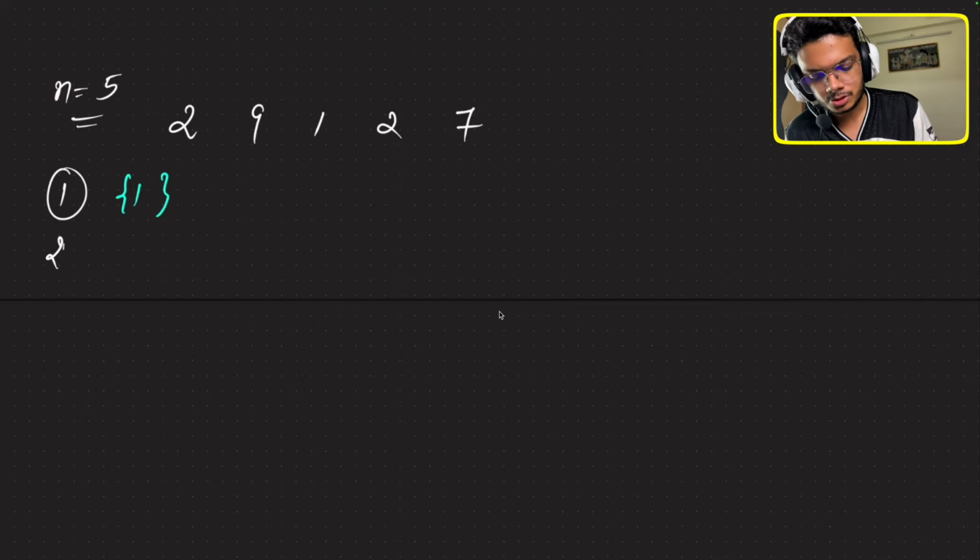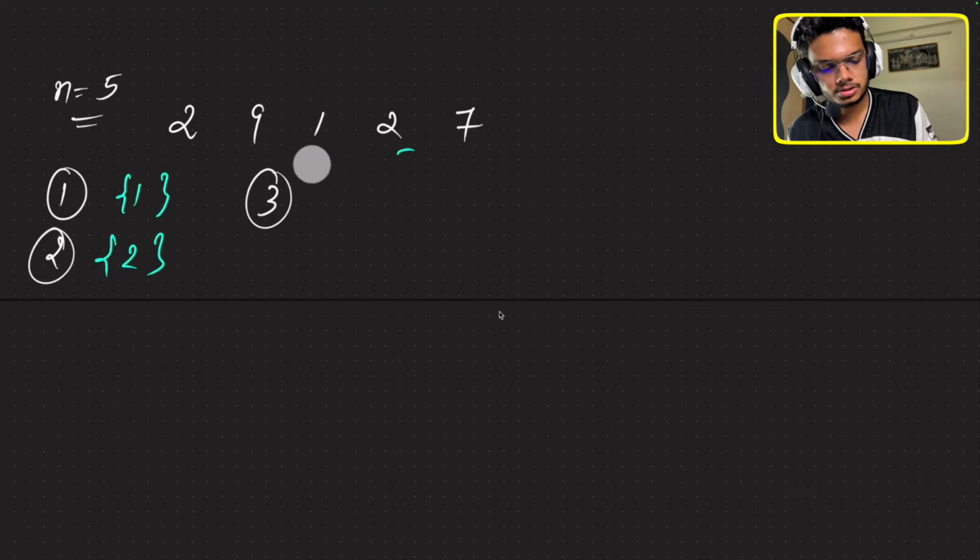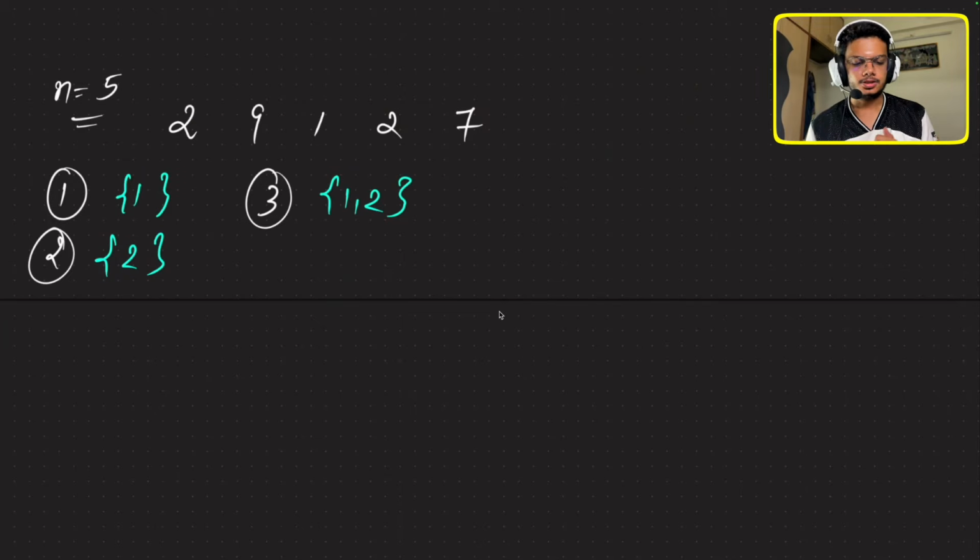Can you create sum 2? Indeed you can. You can just take 2, because 2 is present in the set of coins we have. Can we create sum 3? Indeed we can. We can just pick 1 and 2 both. So the subset will be this. Fine.